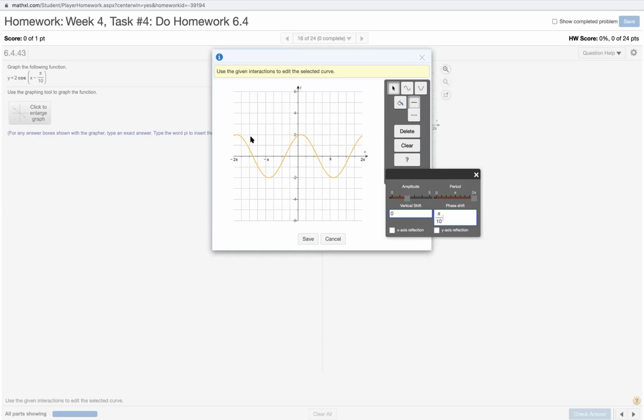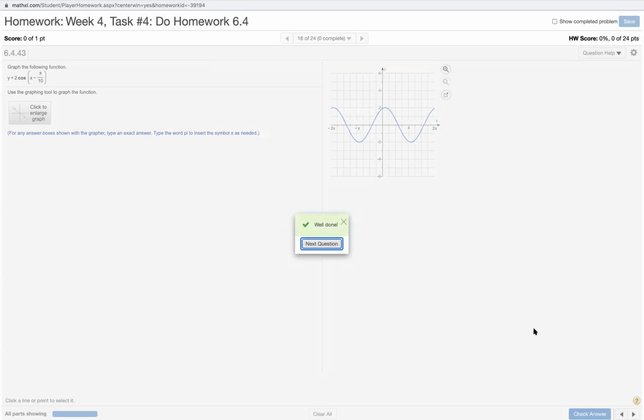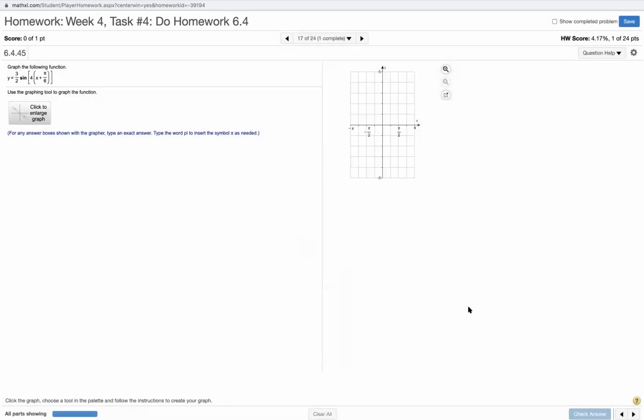All right, I like it. Looks like a pretty graph to me. Right now I've got it here, and then check answer. Woohoo, did it. Okay, let's try another one. Maybe one that has a little bit more going on. Whoa, that one does.